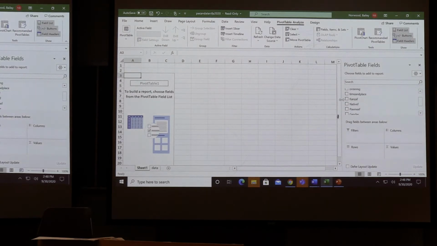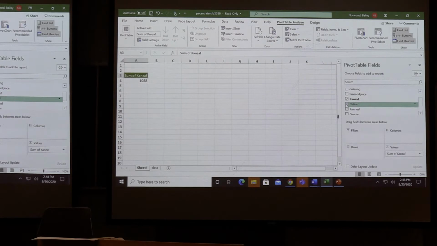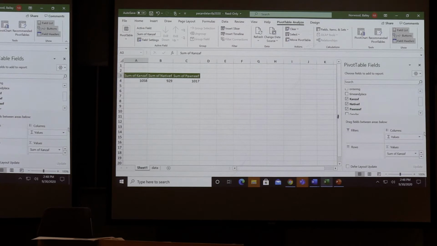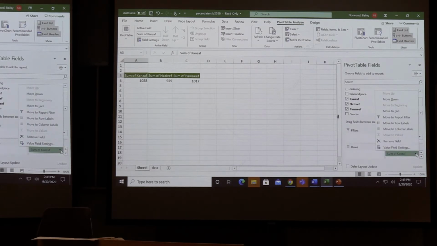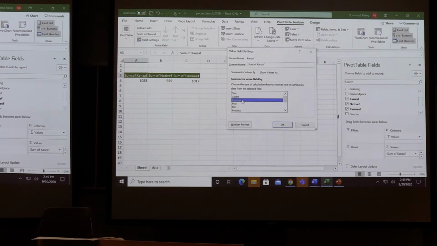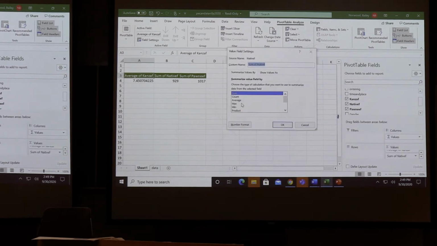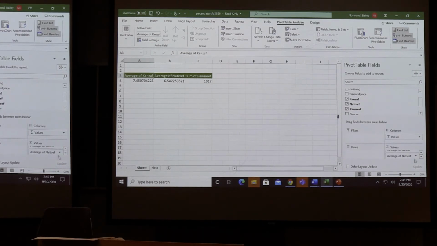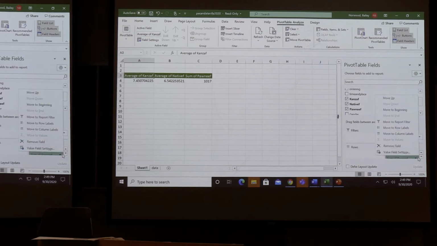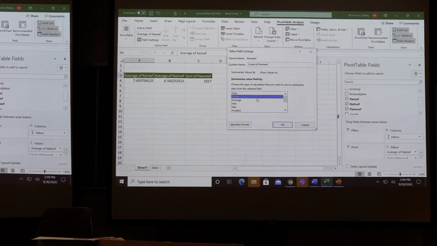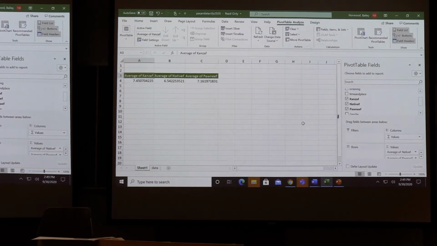And what I'm interested in is the Kansa flavor of pecans, Native flavor of native, and Pawnee flavor of native. I look down here, and I notice that it's giving me the sum of Kansa, so the sum of the scores, but what I really want is the average value. So I say change it to the average of Kansa, and then give me average of the native, and then average of Pawnee.